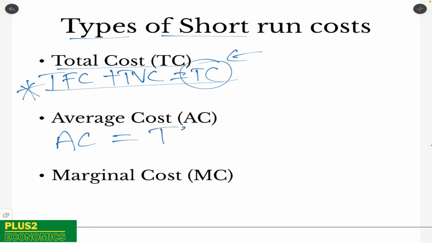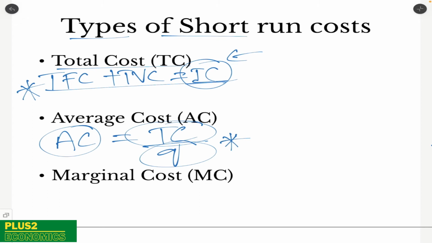So how do we find it out? So AC is equal to TC, TC is here, that is the total cost, divided by Q. So here AC represents average cost, TC represents total cost, Q represents the total output, right? So AC is equal to TC divided by Q. Again, a very important formula which all of you have to remember. You can expect 1 mark questions, you can expect problems in the part E of the question paper.